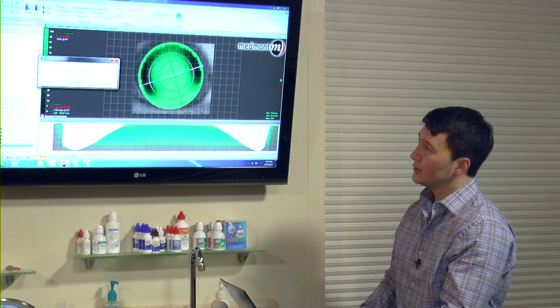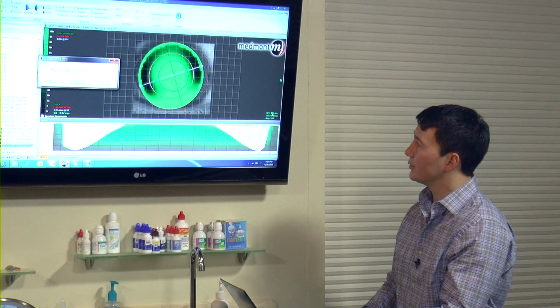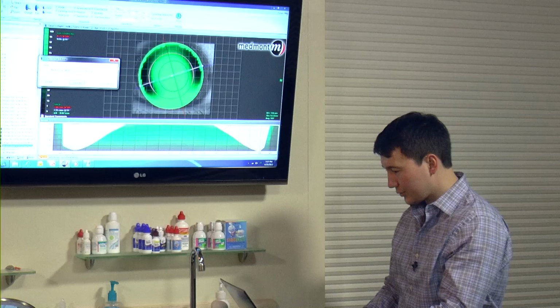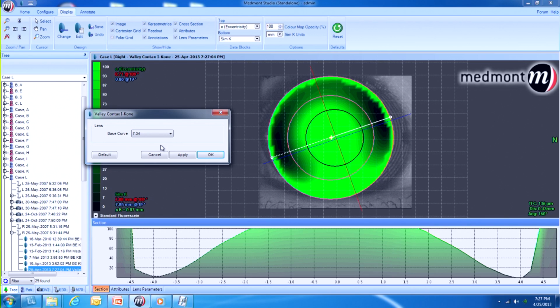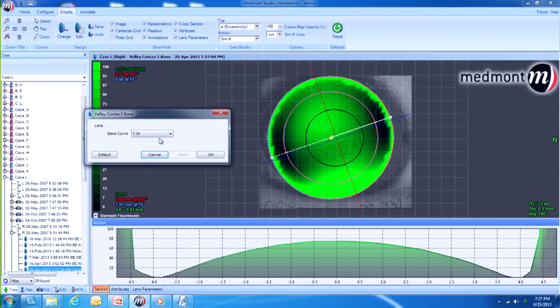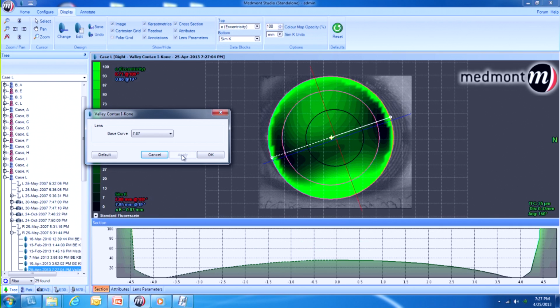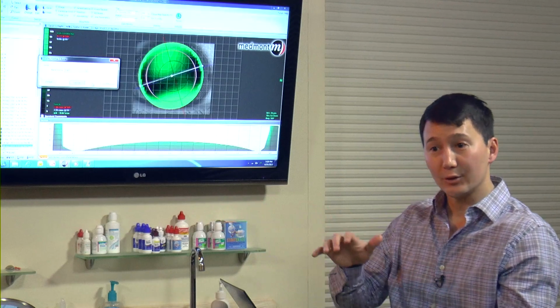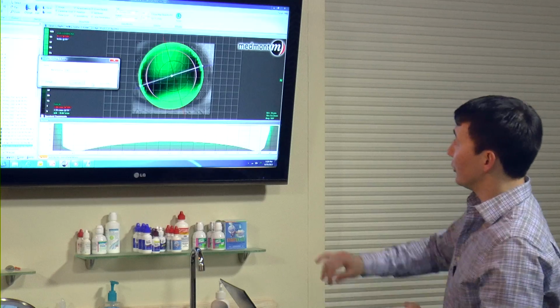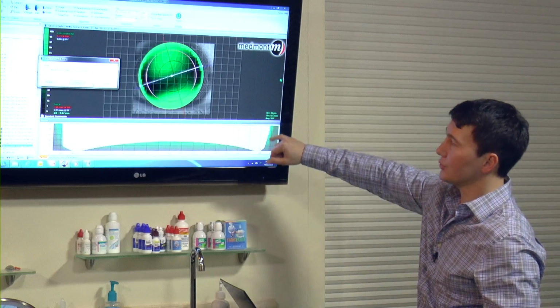Now, by going to a 675 base curve, we get down to 136 microns. If we were to go down to a 734, down to 74 microns. Let's go to a 767, down to 35 microns. So this is good. Now we're in that target of the 30 to 40 microns that we want on a diseased eye. Normal eye, 20 to 30. So this is good. We now have an appropriate apical clearance.